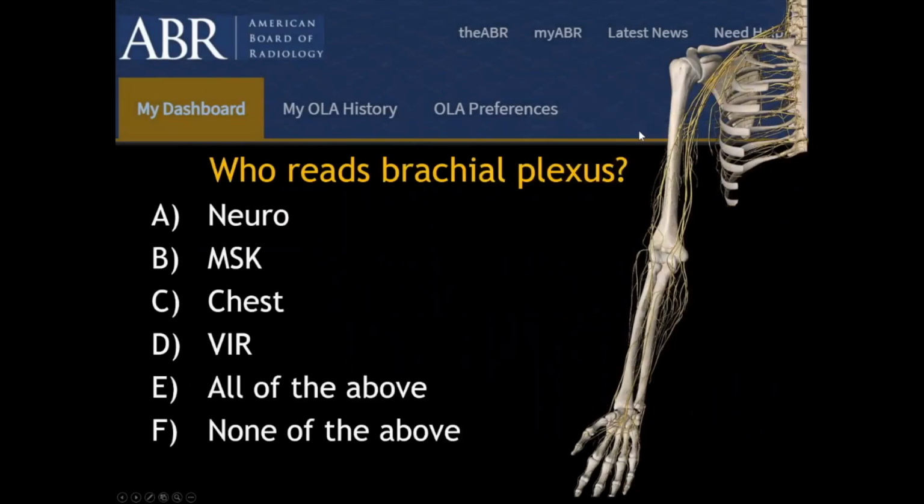A little bit of a philosophical question. Who in your practice reads brachial plexus MRI? Is it the neuroradiologist? Perhaps it's the musculoskeletal radiologist or the chest person or even the vascular interventional radiology person. Maybe all of the above, as the brachial plexus really represents a crossroads of multiple areas of discipline, including musculoskeletal, vascular, and neuroradiology. And in some cases, it might be none of the above.